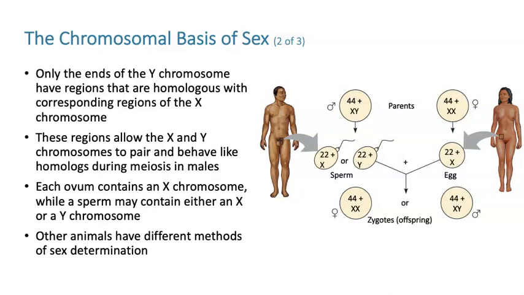But if we just look at the basics here, only the very ends of the Y chromosome have regions that are homologous with the regions of the X chromosome. This allows the X and Y chromosome to pair up during meiosis, to become tetrads during meiosis. And of course, that would only happen in males because males are the only ones that have the Y chromosome. In females, of course, X chromosomes are completely homologous to other X chromosomes. So we don't have to be so concerned about how they line up.